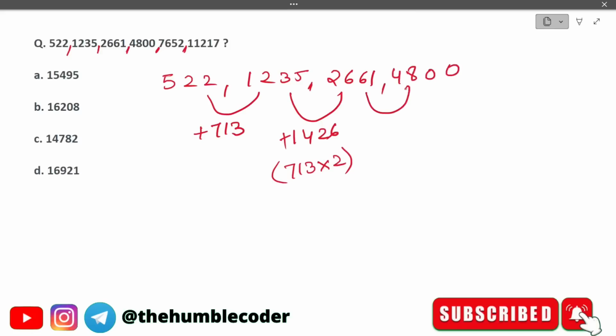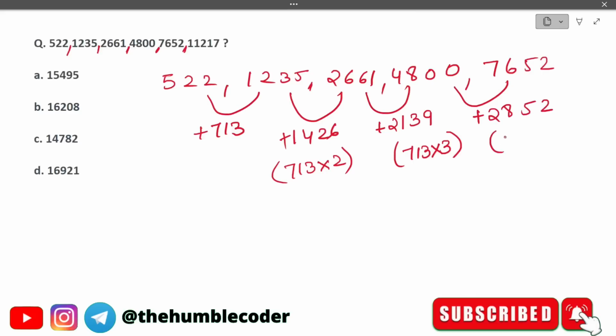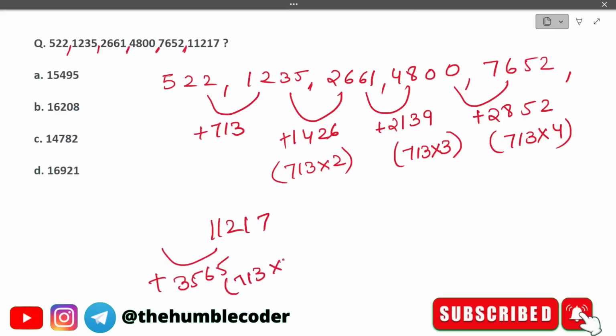4800. Okay, the difference here is how much? 2139. Okay, and this is what? 1713 into 3. I hope now you have got the logic. So the next is what? 7652. Okay, and the difference here from 4800 to 7652 is what? It is 2852, which is 1713 into 4. And the next one is what? 11217, and the difference that was coming is 3565, which is 713 into 5.